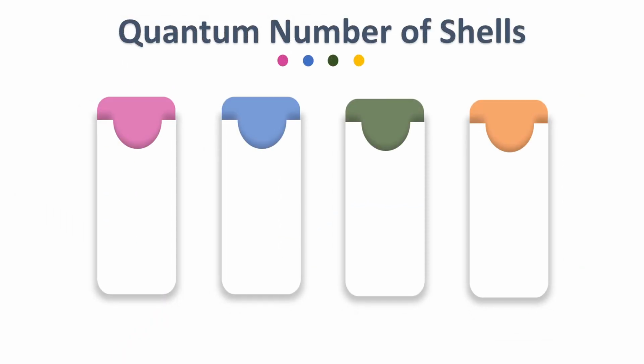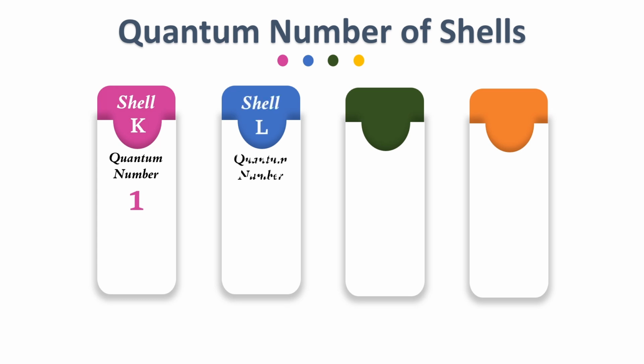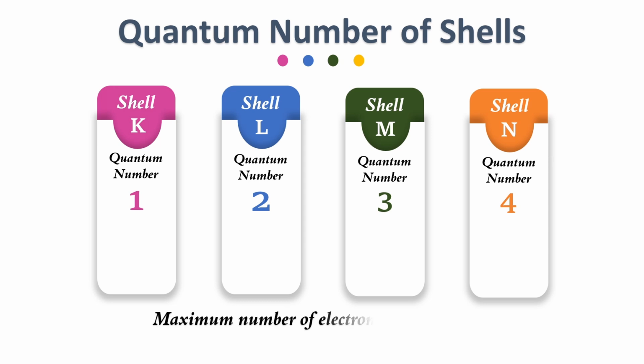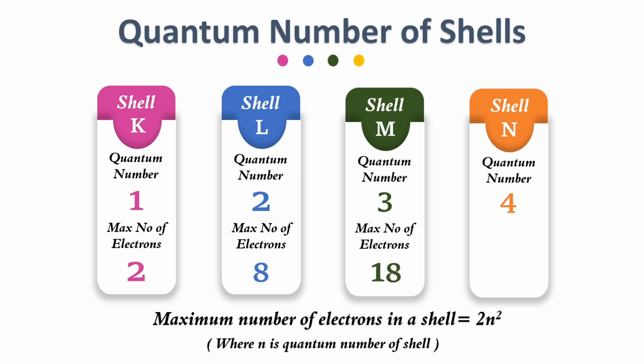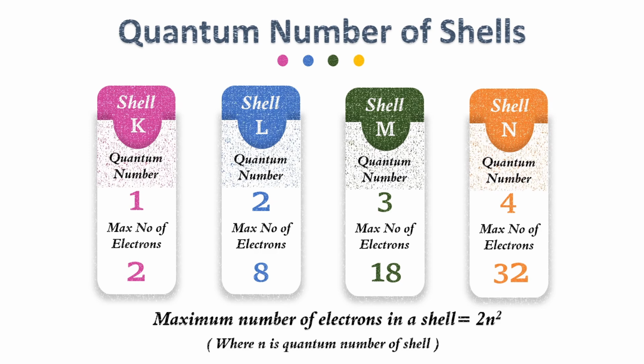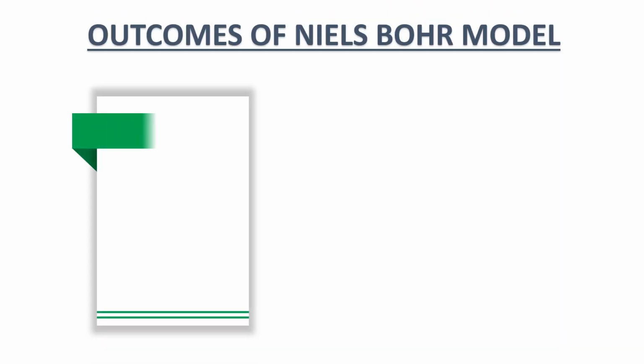The quantum number of the innermost K shell is 1, 2 for the L shell, the M shell has 3, and so forth. The maximum number of electrons in a shell is given by the formula 2n², where n is the principal quantum number of the shell. The first and closest K shell to the nucleus has the lowest energy and can only hold 2 electrons. Next up, the L shell can hold up to 8 electrons. In such a way, we can get the maximum number of electrons for each shell by substituting the value of the quantum number of the shell.